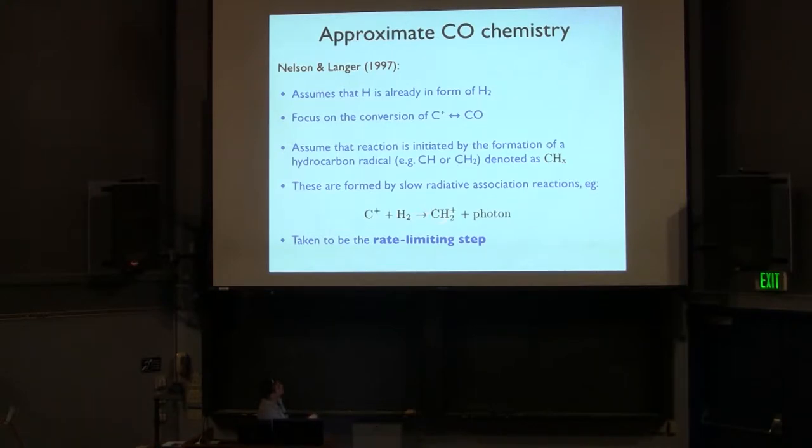So he thought, well, if I can work out how slowly this reaction occurs, that would be the rate limiting step in the entire chemical network. That's what he was doing. He was working out the rate of this particular chain, and then you use that to set the rate at which CO forms. So you assume that CO forms rapidly by this reacting with oxygen afterwards.